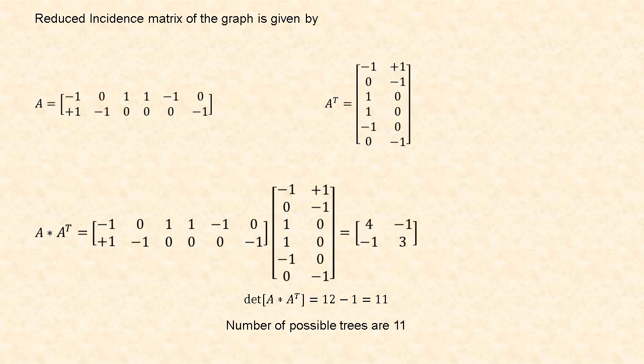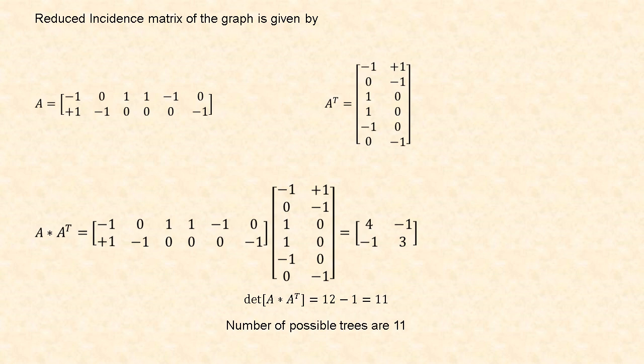A matrix is a 2 cross 6 matrix and A transpose is a 6 cross 2 matrix. So, its product will be a 2 cross 2 matrix. The first element can be found by multiplying first row and first column, that is minus 1 into minus 1 plus 0 into 0 plus 1 into 1 plus 1 into 1 plus minus 1 into minus 1 plus 0, which we have as 4.